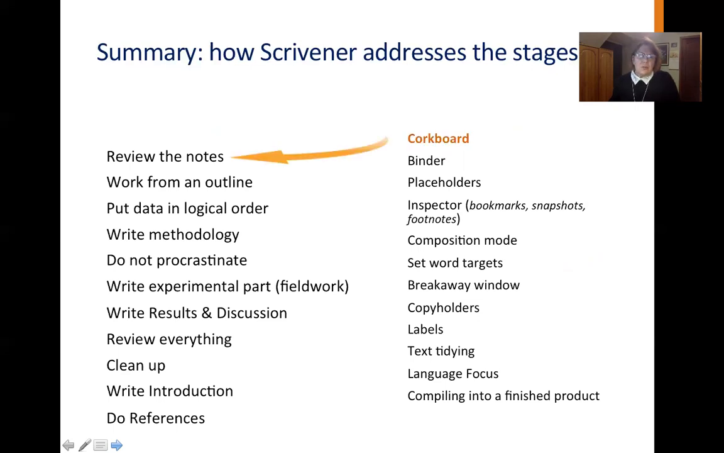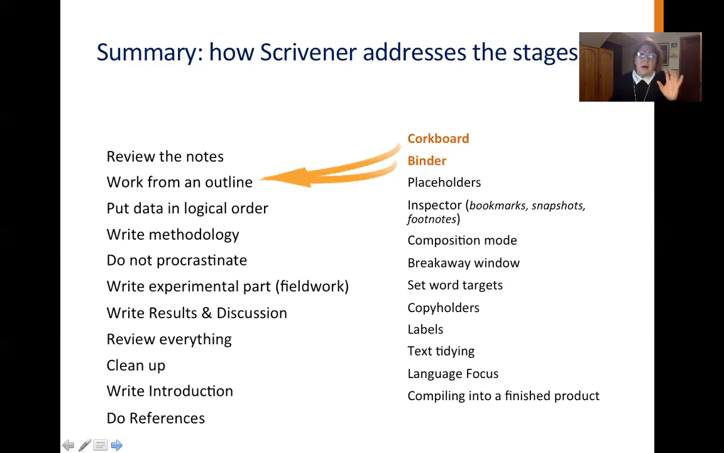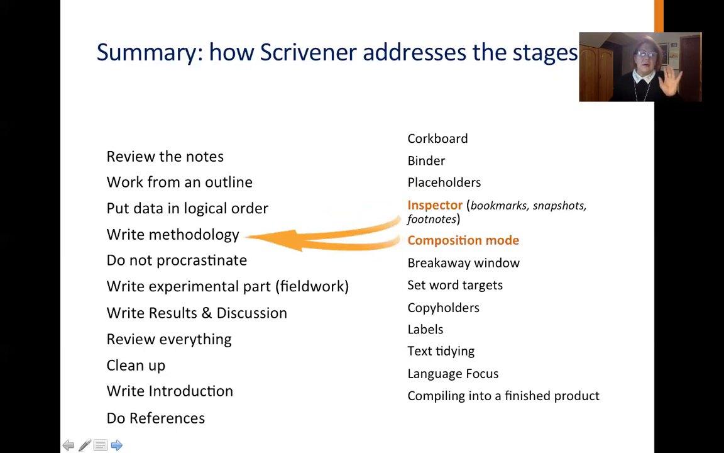Now, Cogboard is mostly useful to review the notes, the first stage of the writing process. To work from an outline, binder and Cogboard are also useful because they help you make up your mind in what succession you put your different sections, your different chapters. Then placeholders, it's for data, for graphs, for your pictures, for your figures, etc.